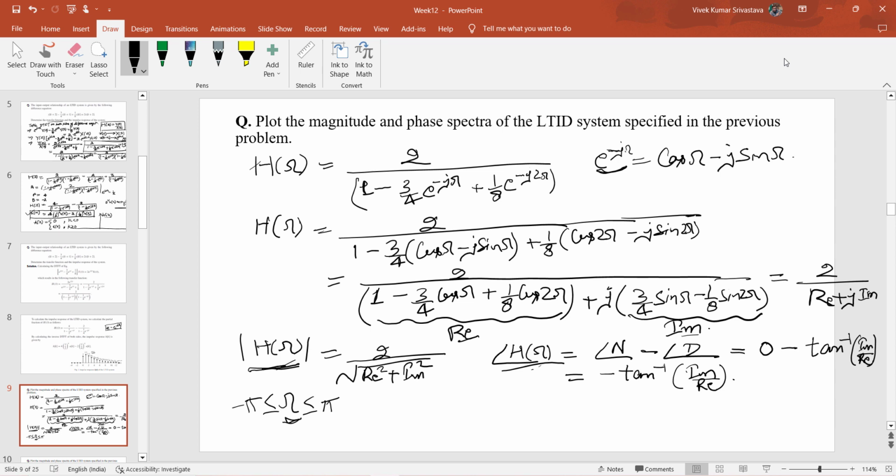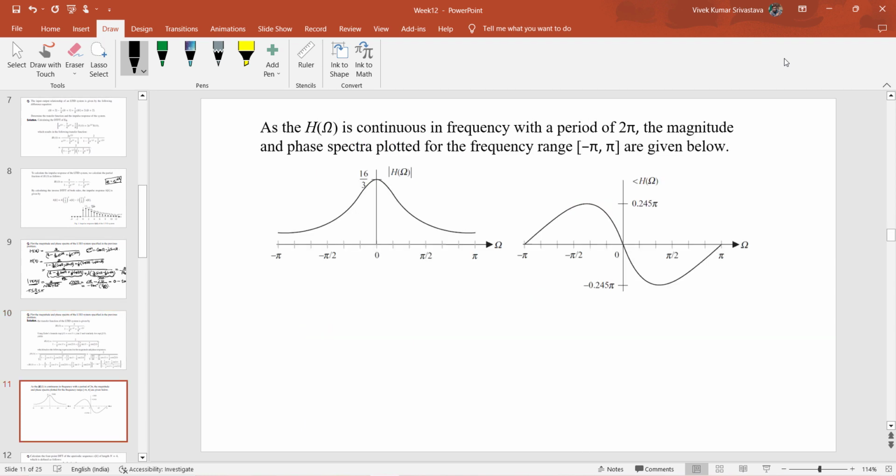Once you get the magnitude and phase at different values of omega, you can plot them, and you will get this kind of curve. This represents the magnitude plot, whereas this represents the phase plot of the H of omega, that is the linear time invariant discrete time system transfer function. I hope this problem was clear to you.